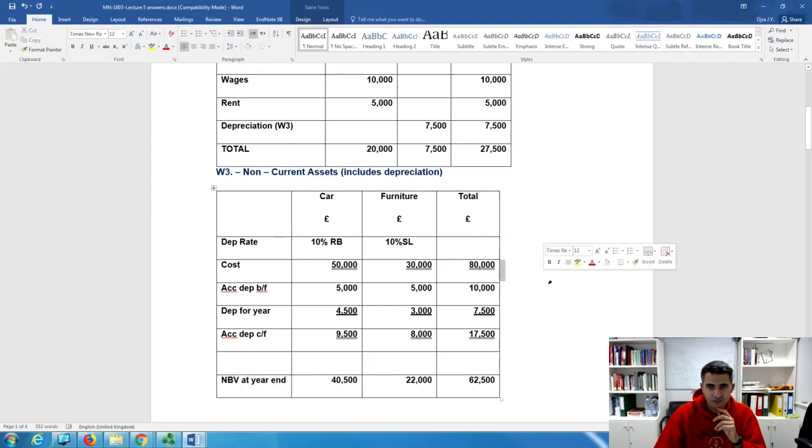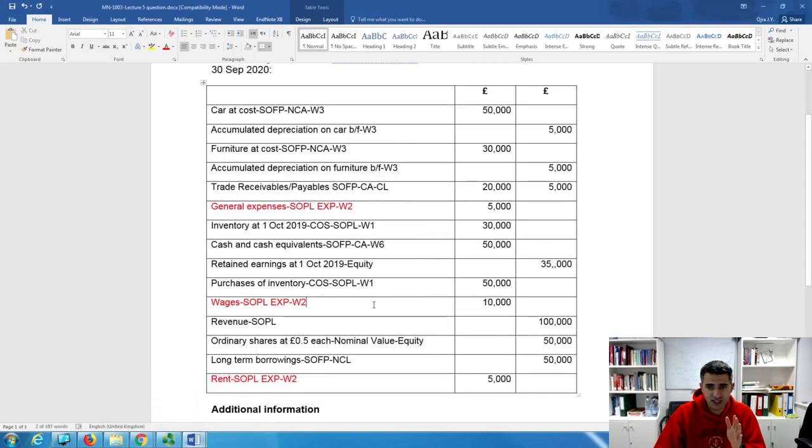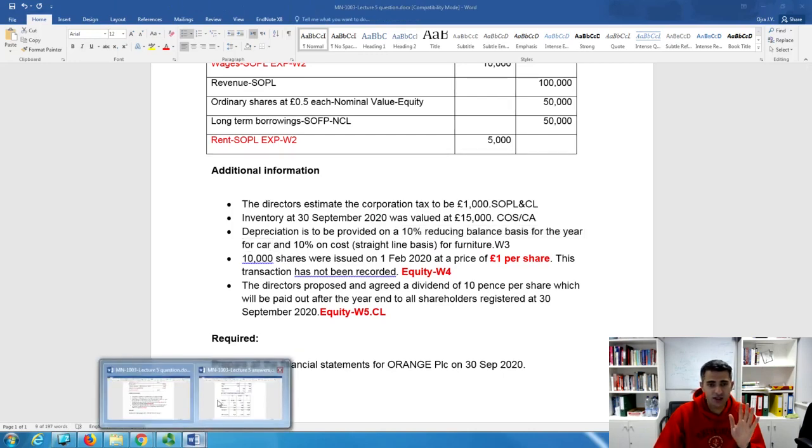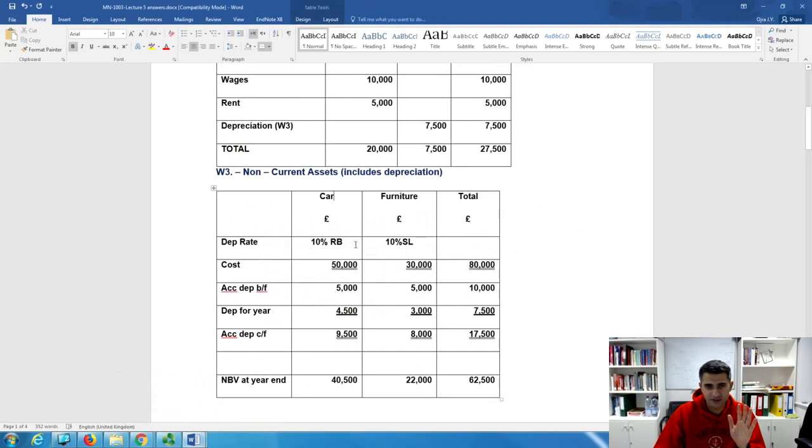This is one of the complicated workings, and also the one which has a lot of marks on it. So we agreed that we need to list the non-current assets, the first one being the car. First of all, depreciation rate. If you go to the notes, you will see that the car is depreciated using the reducing balance method, 10% reducing balance method. So just write RB, easy.